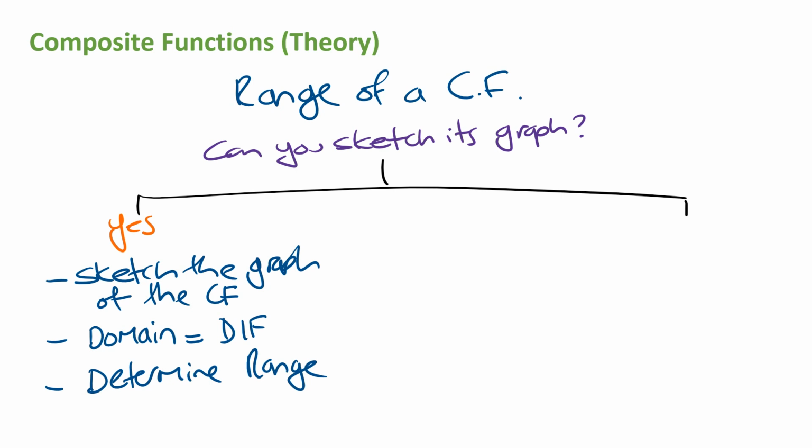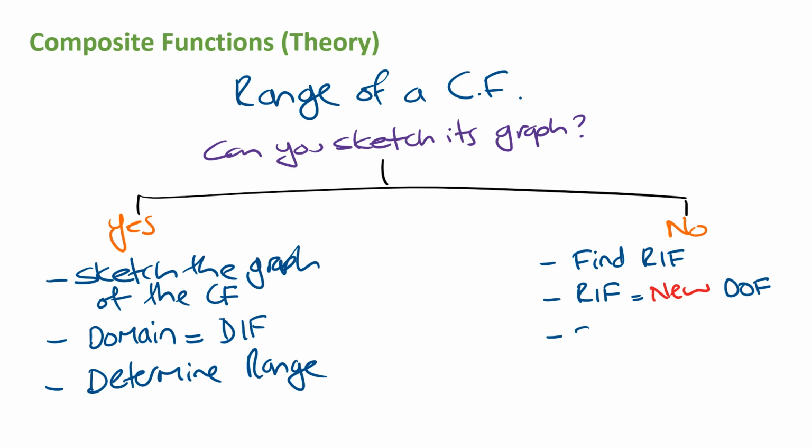If the composite function had a rule that you had not been taught how to sketch, for instance, the log of x squared plus 5, or the square root of x cubed plus 10, or something crazy like that, then you can ignore the rule of the composite function. What you need to do instead is first find the range of the inner function. Once you've found the range of the inner function, then you need to let this range become the new domain of the outer function.